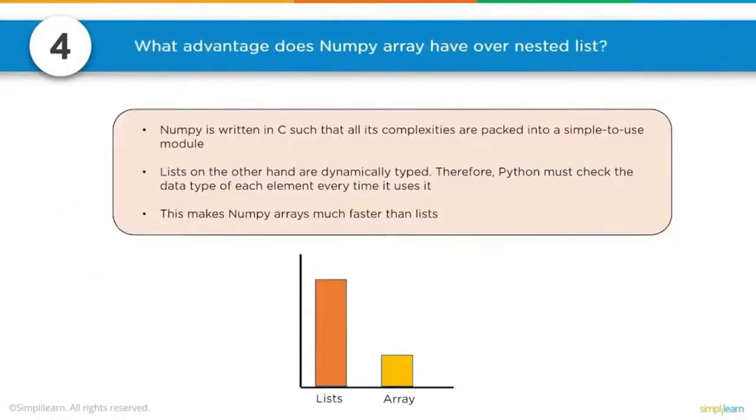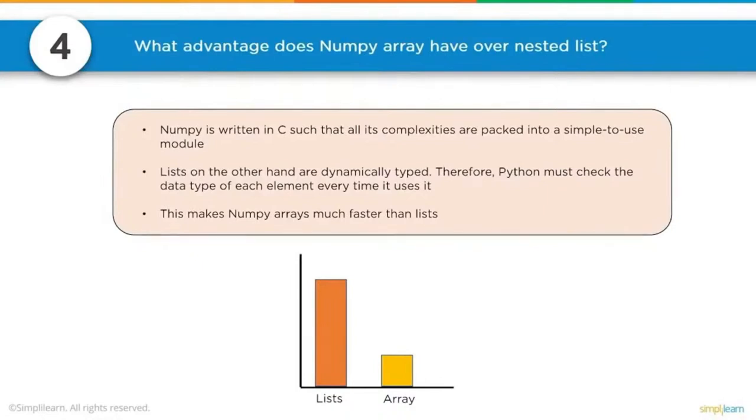What advantage does a NumPy array have over a nested list? NumPy is a module you import. You almost always see import numpy as np. NumPy is written in C such that all its complexities are baked into a simple to use module. Lists, on the other hand, are dynamically typed. Therefore, Python must check the data type of each element every time it uses it. This makes NumPy arrays much faster than lists. I would also add that NumPy has a lot of additional functionality that you don't have in a list. So there's a lot of things you can automate in NumPy.